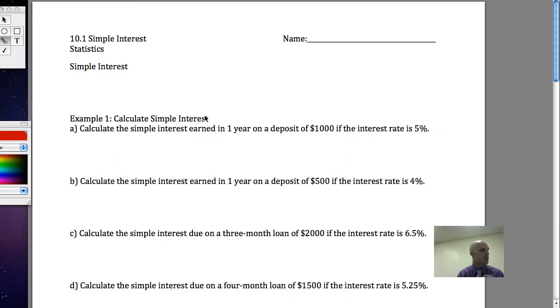Simple interest is based on a formula, and interest is equal to P times R times T. I is going to be interest. P is equal to the principal, which is the amount borrowed or put in the bank.